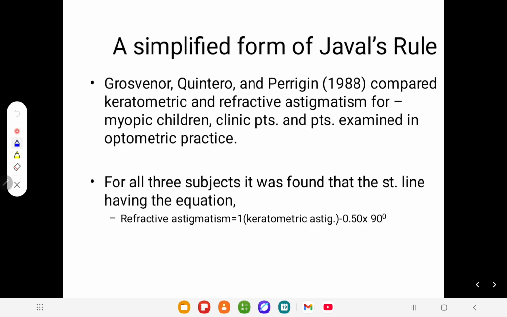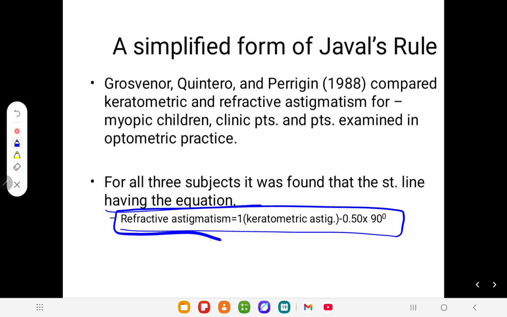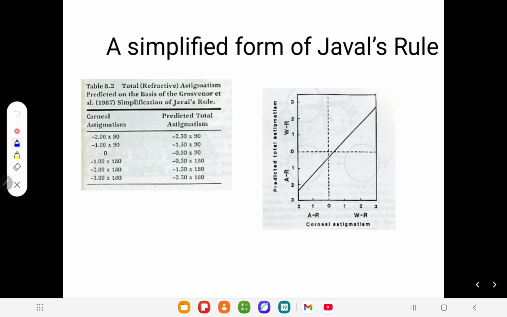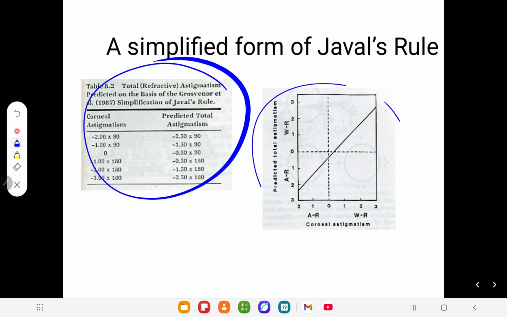Just see this. Okay, so basically the simplified form of Javal's rule, for all the three subjects found in a straight line having the question, is that refractive astigmatism is 1 into keratometric astigmatism minus 0.5 into 90 degrees, and just remember these things. Okay, so this is also something to pause the video and see the correlations.